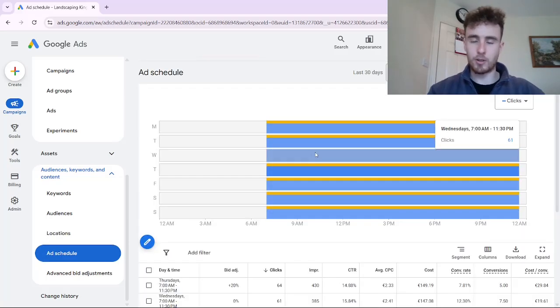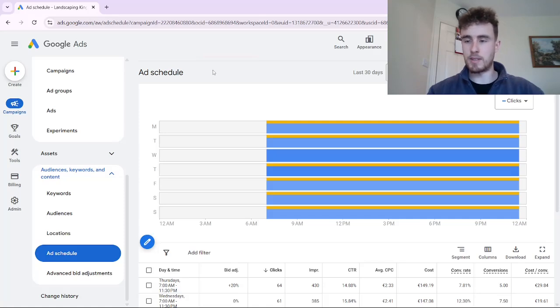Then ad scheduling is another one as well, and this is always going to come down to which days of the week and times of the day suit you. Because there's no right or wrong times to show your ads, and it can also be very service specific. So if it makes more sense to show your ads at a specific time depending on the service that you offer, then you can choose the days of the week and times of the day to show your ads based on that.